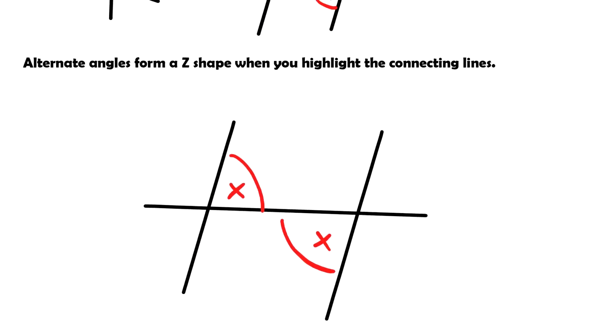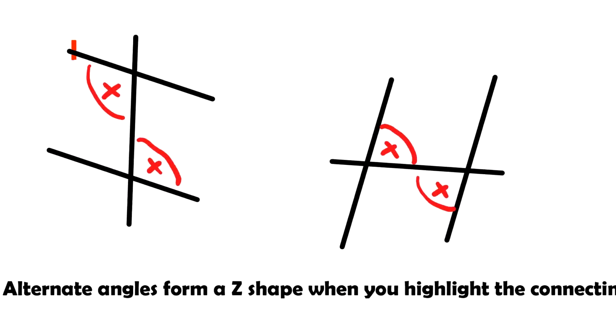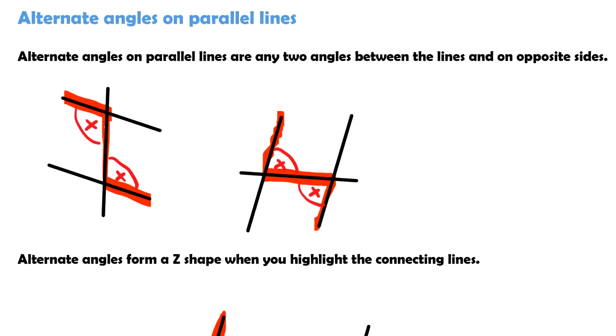So if I go here and I highlight in red, we've got this line here, it's touching there, and this line here. If I do it again, we've already highlighted that middle one, and then this one here. So you can see it forms like a Z shape. If you tilt your head to the left a little bit, it makes this Z shape. Going back up here, same kind of thing: highlight here, highlight there in the middle, and then there. That's a Z shape. So that's what we're looking for with alternate angles. If it forms this kind of Z shape, you're dealing with an alternate.